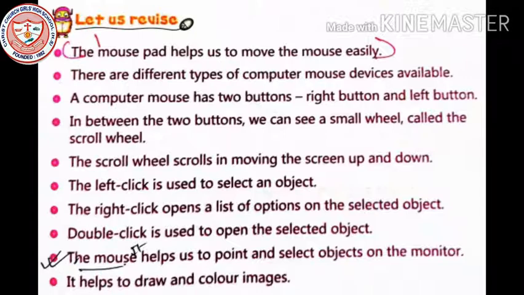Now the third one is the wireless mouse, which is not connected with any CPU by wire. This type of mouse does not have any wire in it, and it works on batteries, and it is connected to the computer through USB.